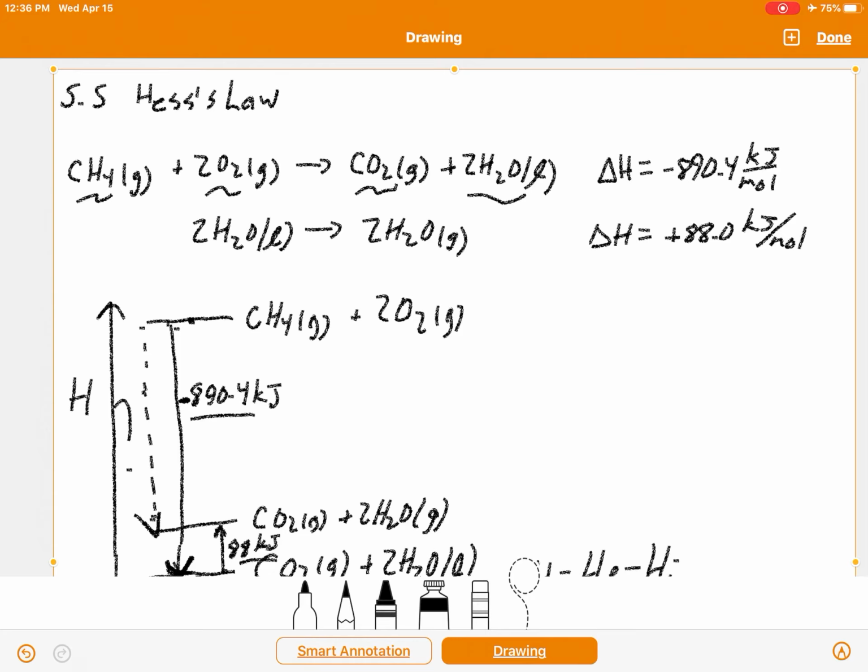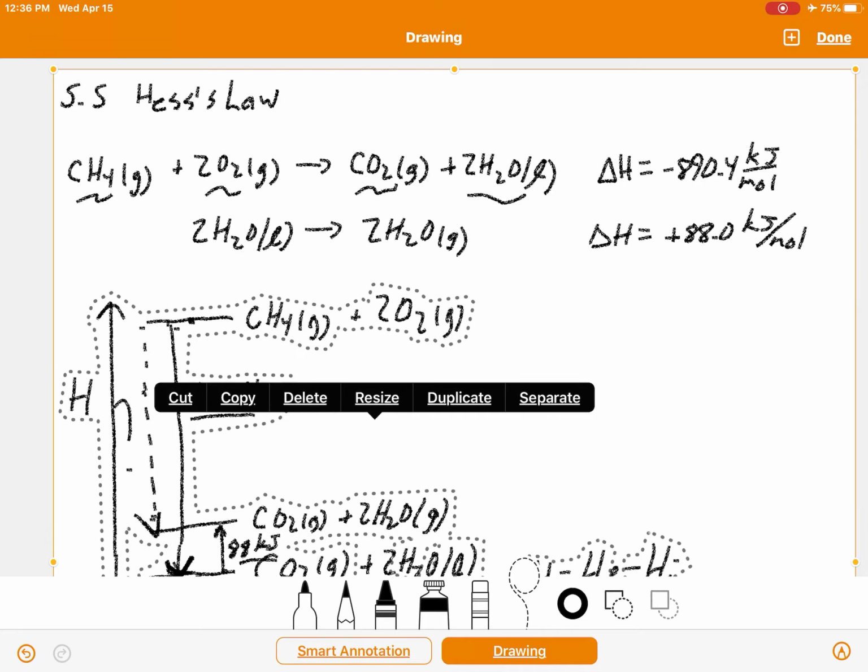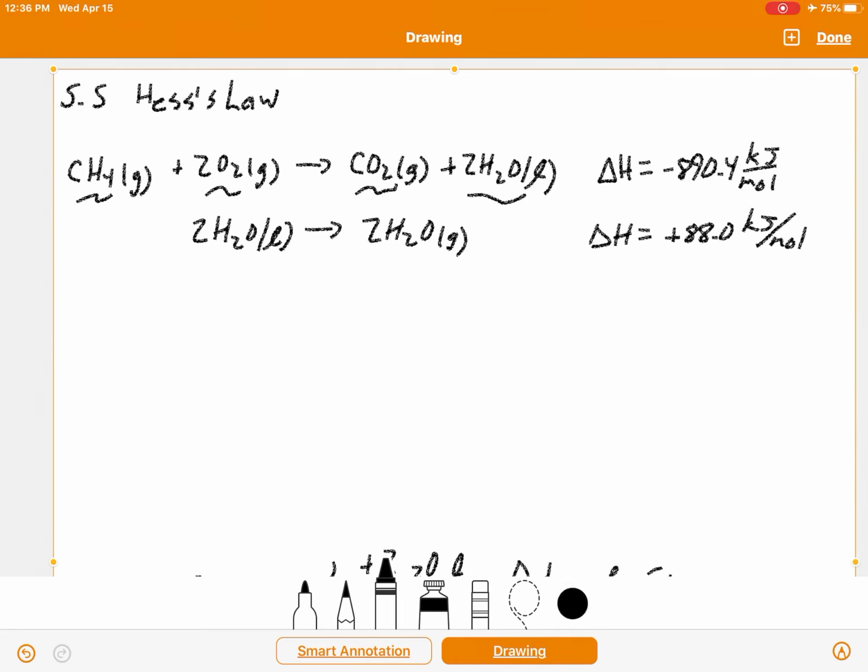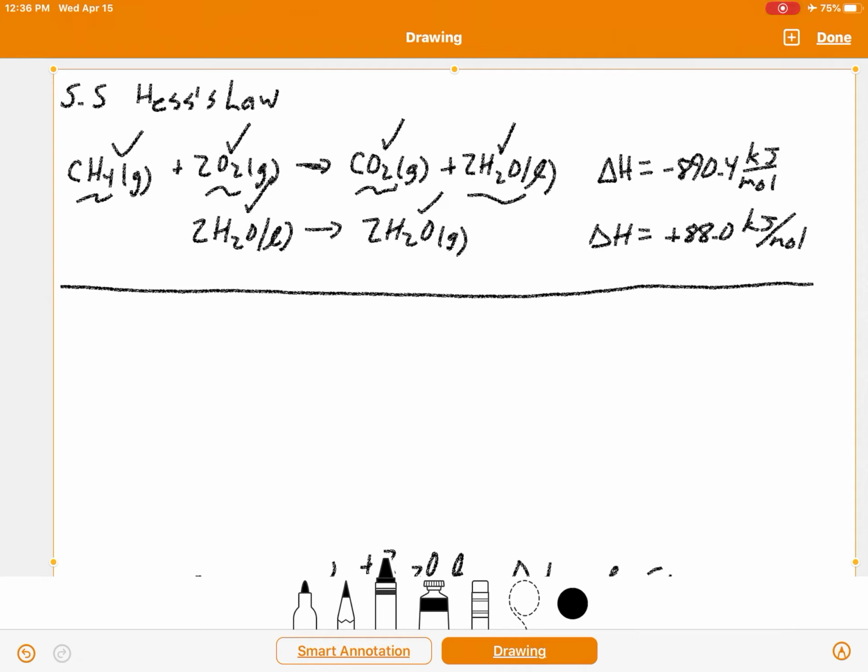So now let me show you how we represent this in terms of chemical equations. When we add chemical equations, what we do is we add the reactants from the equations we're adding together. So for these two reactions, we would add methane, oxygen, and liquid water. Then we add the products together, carbon dioxide, liquid water, and gaseous water. And then we add the enthalpies, okay, the enthalpy changes.